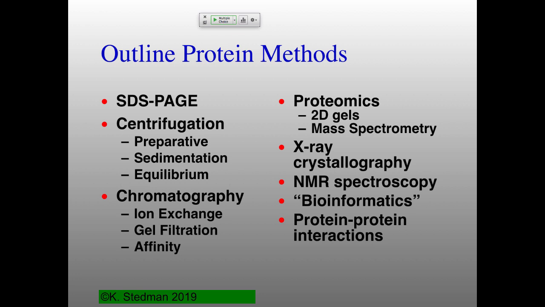How do you do that? People used to use the so-called two-dimensional gel electrophoresis, which is partly SDS-PAGE and partly isoelectric focusing. We'll talk about that in just a second. Now pretty much everybody is doing mass spectrometry because the mass spectrometers have gotten so much better.